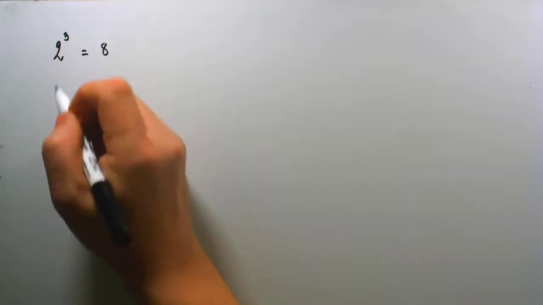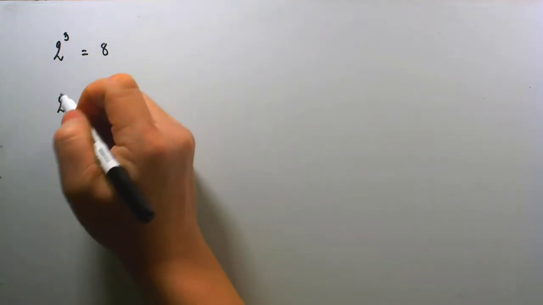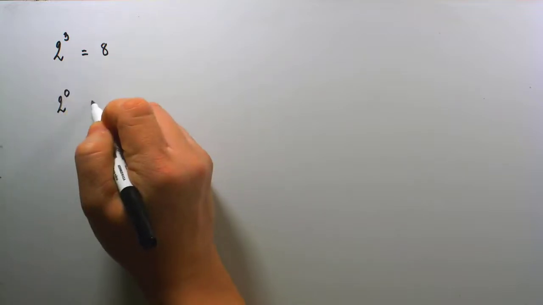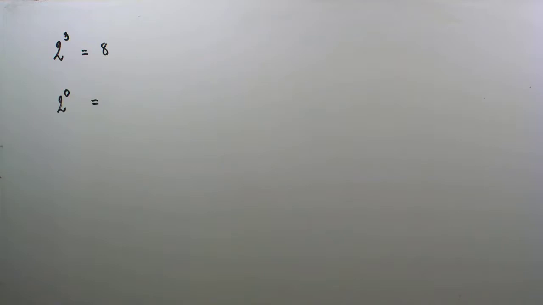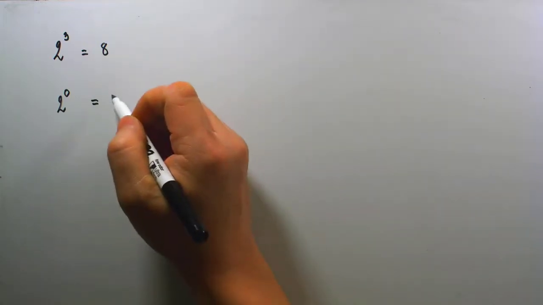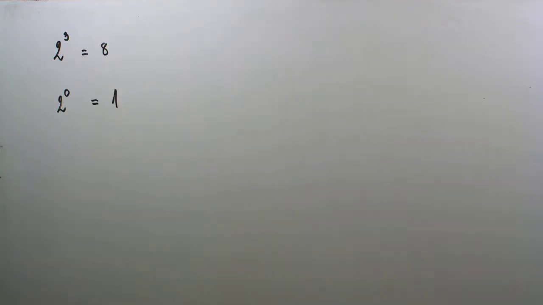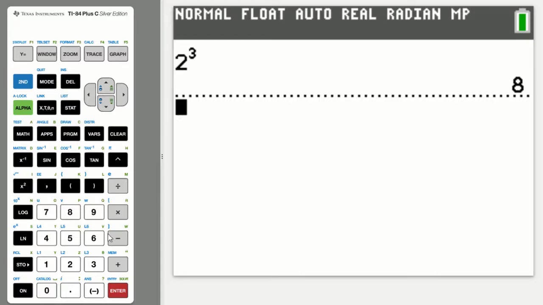Remaining with the same base, I am going to bring up another calculation. What about a 0? I'm still going to remain with the same base 2. 2 to the 0 is algebraically known to be 1, and we can verify that with the calculator. 2 raised to the power 0 equals 1.